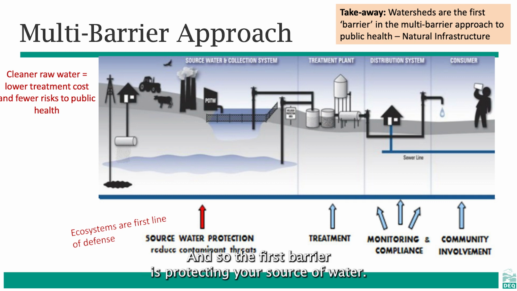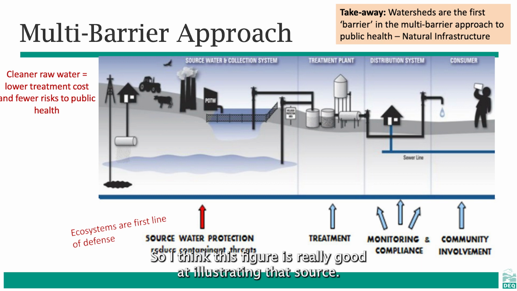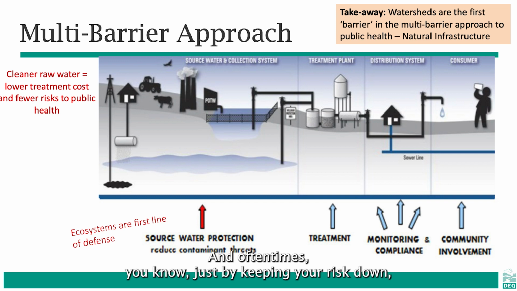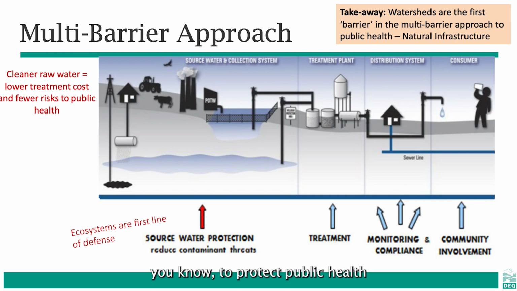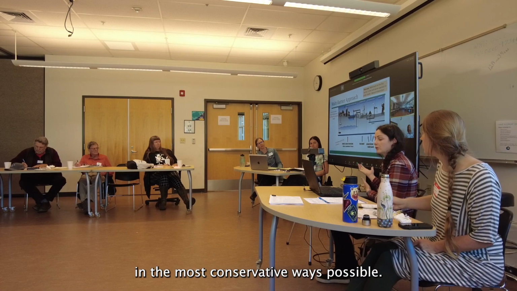And so the first barrier is protecting your source water, and then it falls into more of this approach of, well, we've got to treat it or monitor and test for it before it gets into your tap water. I think this figure is really good in illustrating that source water protection is the first line of defense and can oftentimes, just by keeping your risk down, protect public health in one of the most conservative ways possible.